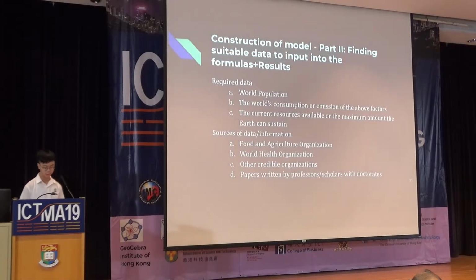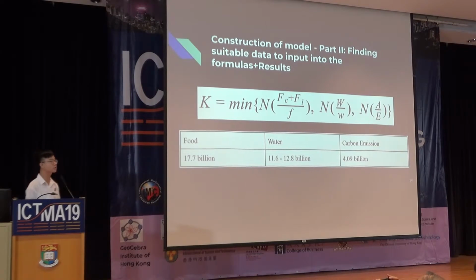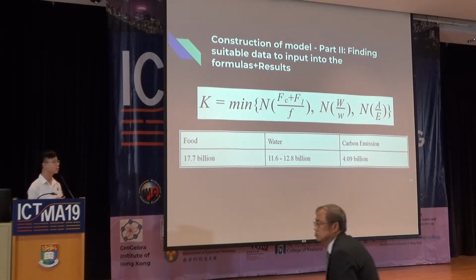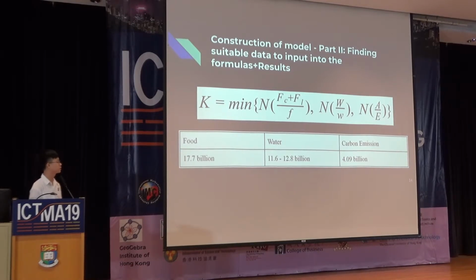So what we did is we collected data from these sources, which we found to be rather reliable, and used these to find out what the carrying capacity was based on our formulas. We calculated the maximum population each of these factors could support individually, and then found the smallest number, which would be the limiting factor that affected the maximum population. And finally, we found that carbon emissions were the limiting factor, and that our planet could support 4.09 billion people based on this calculation.